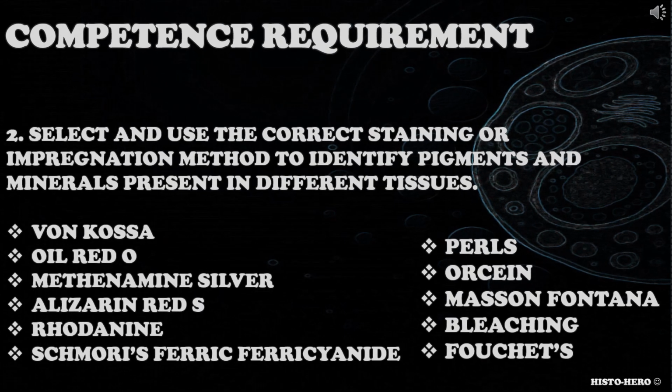The second competence requirement is for you to select and use the correct staining or impregnation method to identify pigments and minerals present in different tissues. What staining methods do you use to demonstrate pigments and minerals and why? How would you perform them? Consider the stains highlighted in the indicative repertoire and stains used in your department.